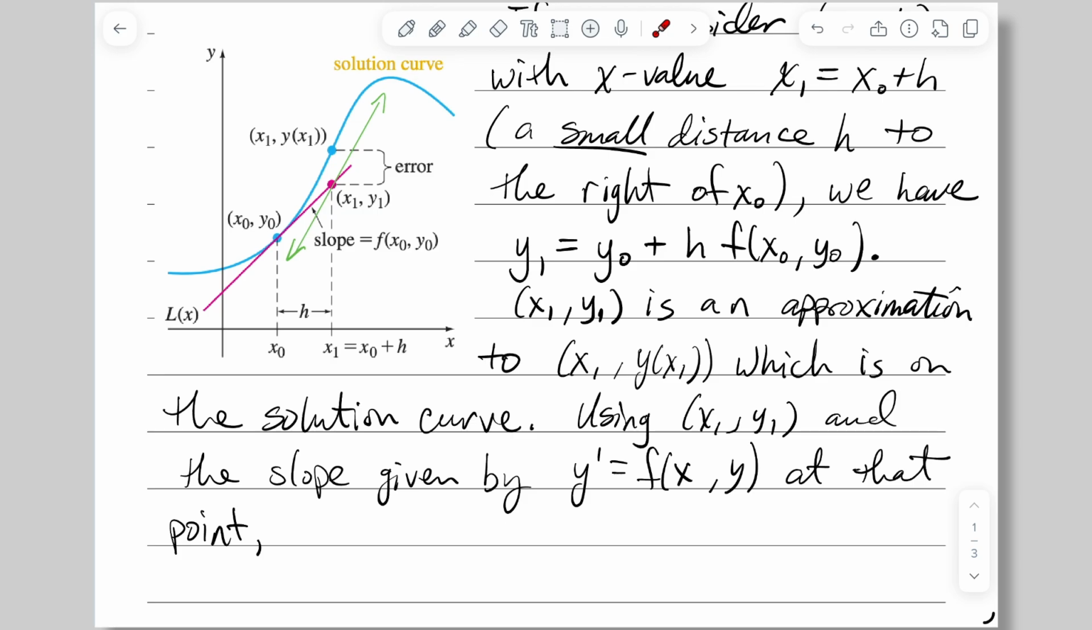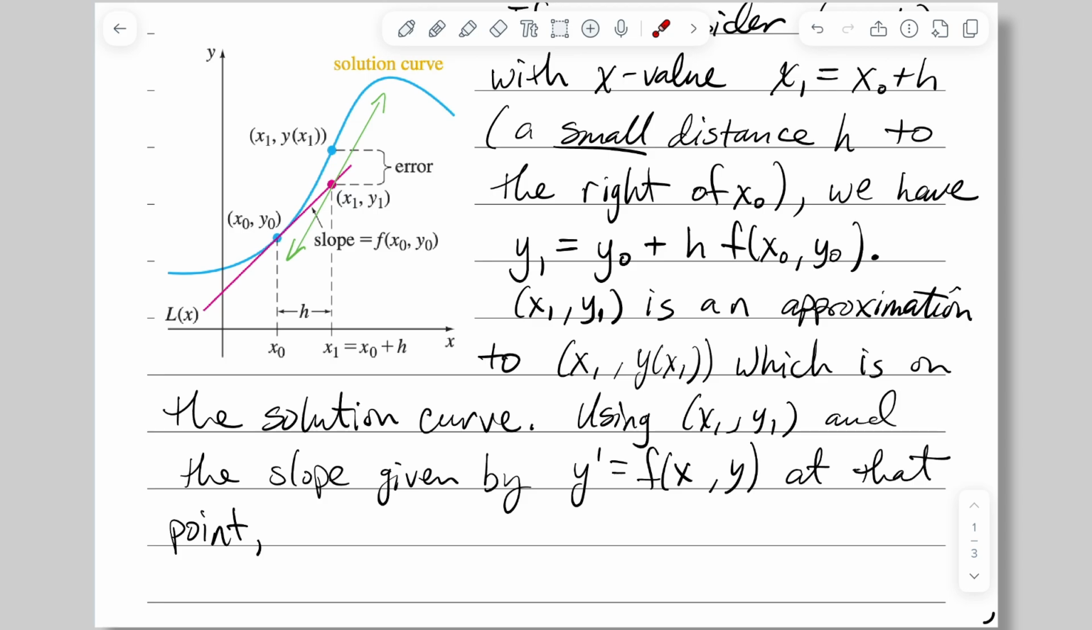I should probably tell you, this h that we're looking at that separates x naught from x1 is intended to be really small. We're talking about like 1/10, 100th, 1,000th. And so this horizontal distance is very small. This vertical distance is pretty small, and so we're working with something that's a reasonable approximation.